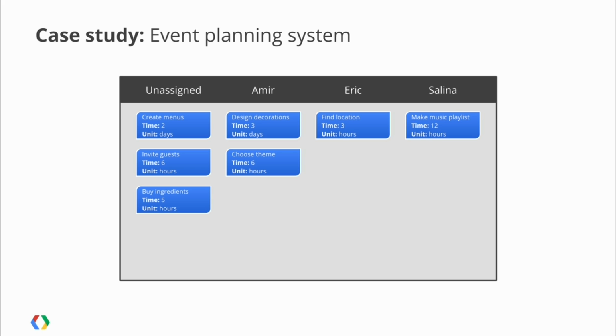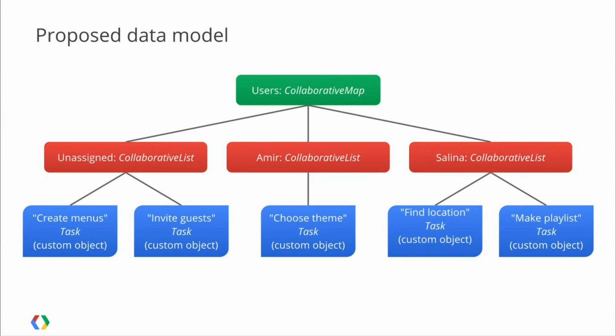In this event planning system, you have a bunch of tasks, each represented by one of these blue cards. Each task has some properties associated with it, like what the task is that has to happen and how much time it's going to take. And then it's organized into columns, where each column is the work assigned to a particular user. So here's an example of what this data model might look like. You could have a collaborative map of users, each of which contains a collaborative list for each user, which in turn contains the specific tasks that are assigned to them.